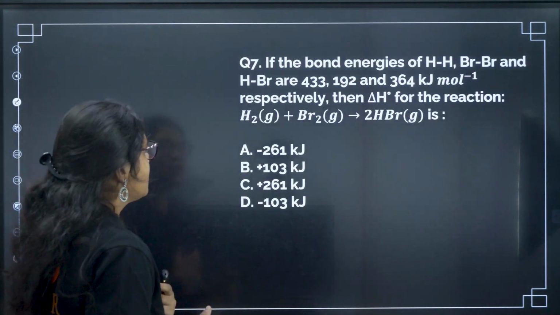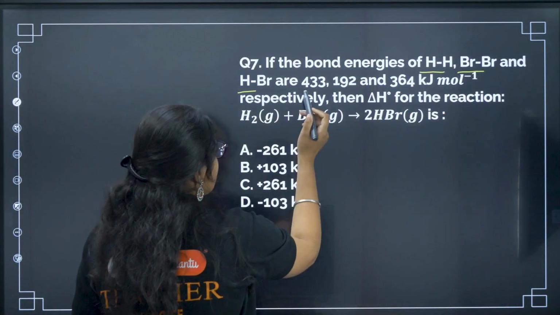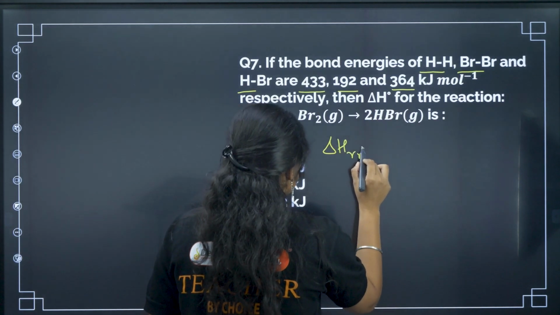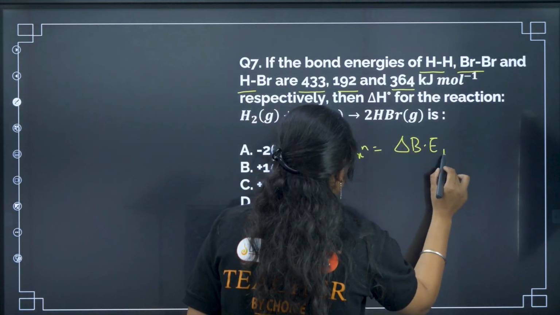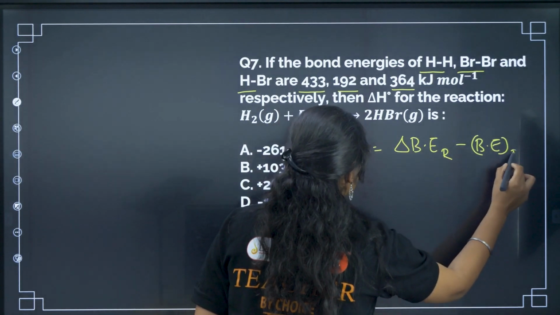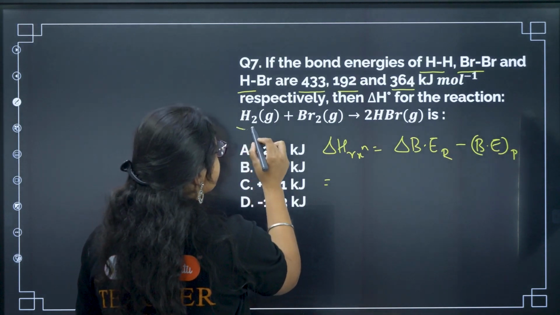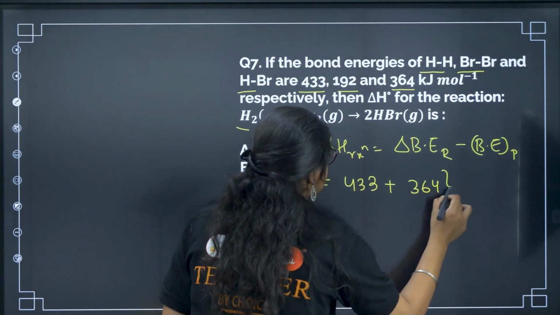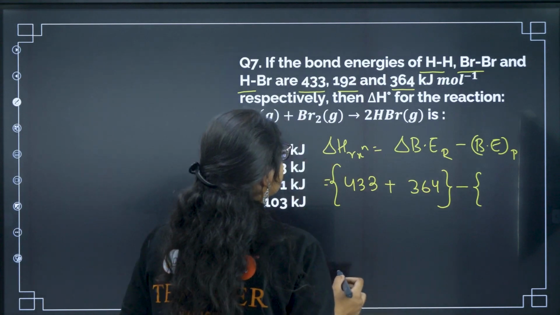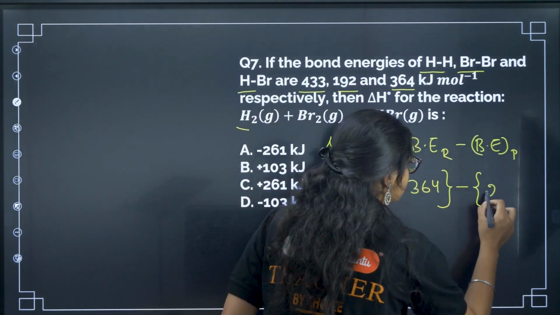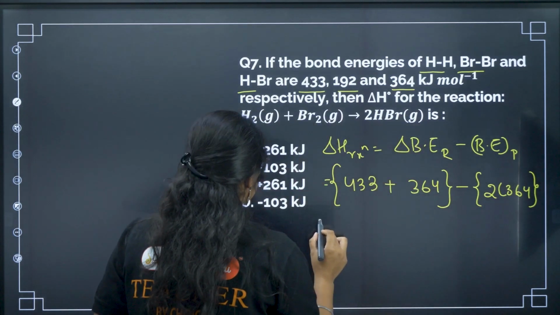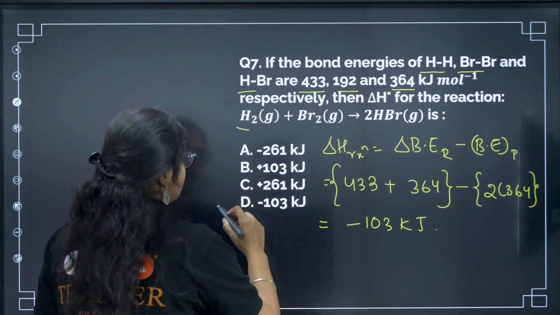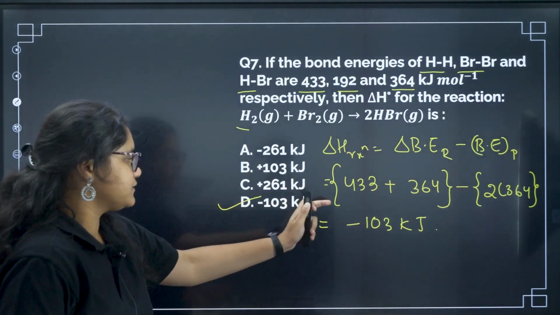The next question. Bond energies of H-H, Br-Br and HBr are given, and we have to calculate the delta H of the reaction. Delta H of reaction will be equal to bond enthalpies of reactants minus bond enthalpies of products. So we can substitute the values here. For H2 it is 433 plus for Br2 it is 364. This is the enthalpies of reactants, minus for the product it is 2 HBr, so 2 times 364. If you solve this, the answer for this question will be minus 103 kilojoule, that is your option number D. So the correct answer for this question is option number D. It's a very simple addition and subtraction calculation.